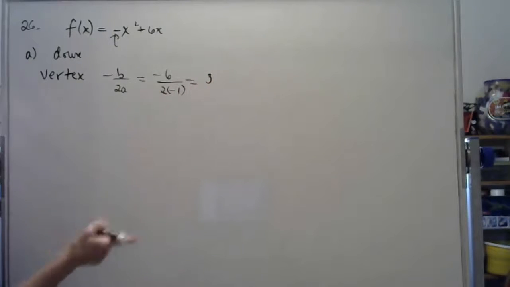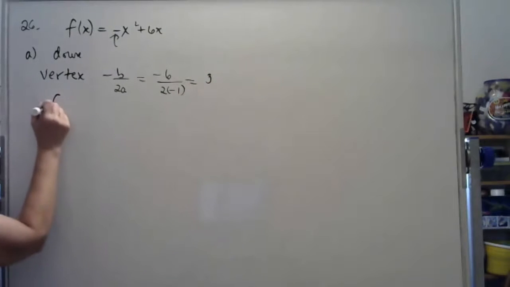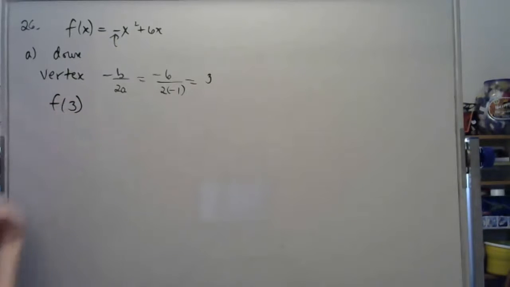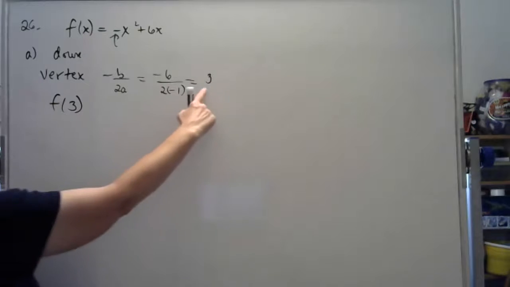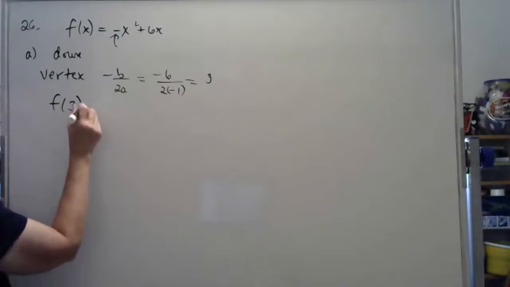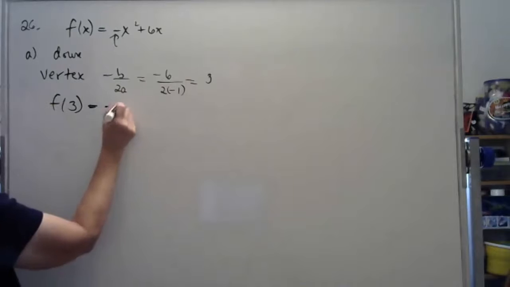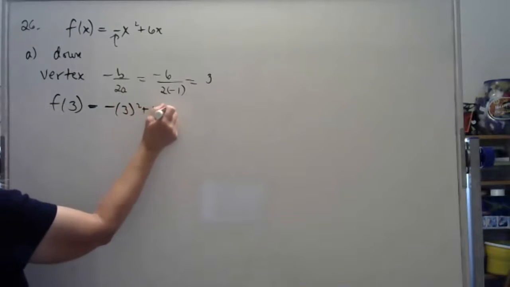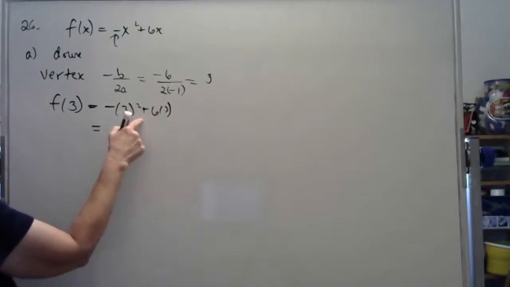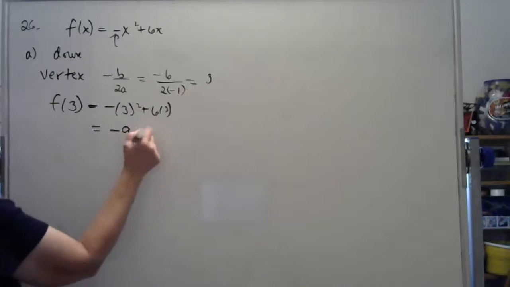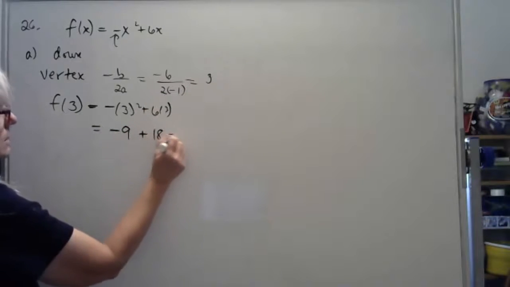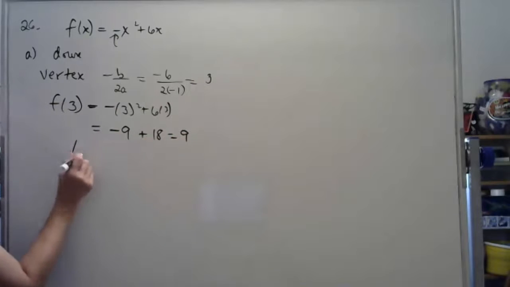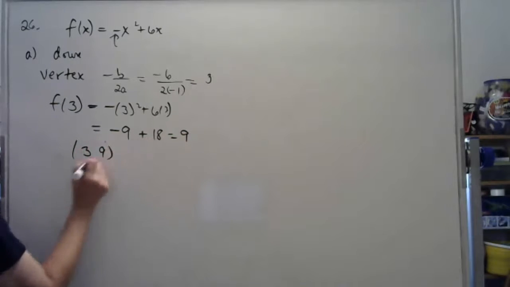And then what do I do with that? We're going to plug it back into the function. What we have is the x coordinate of the vertex, so to get the y coordinate, we'll plug it back in. So negative 3 squared plus 6 times 3. Be very careful. Square first. That's a 9. Then make it negative. 6 times 3 is 18. That's going to give me 9. So we know the vertex is at the point (3, 9).